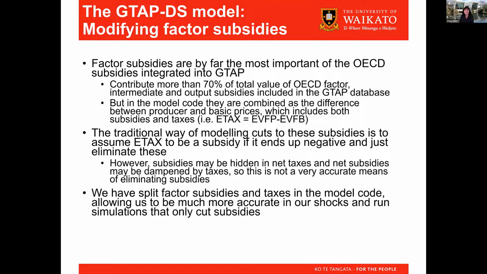So if you end up with E-tax being negative, assume it's a subsidy and eliminate that if you're trying to eliminate subsidies. But as mentioned, the subsidies may be hidden in net taxes, and net subsidies can be dampened by taxes because we've only got that one overall measure. So it's not a very accurate means of eliminating all subsidies. We're going to overshoot and undershoot in some of these subsidies.